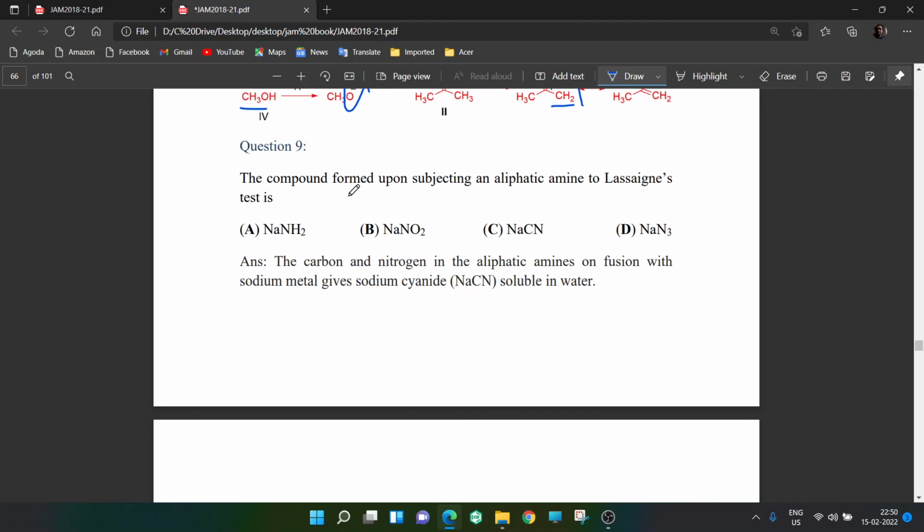Next question, the compound formed upon subjecting the aliphatic amines to Lassaigne's test. So Lassaigne's test is very simple. You must have done it in your lab. You take a small glass test tube, a very small test tube. In that you put a little sodium, you put your compound, and you heat it up, and then you see different colors. Then you know whether it has nitrogen or not.